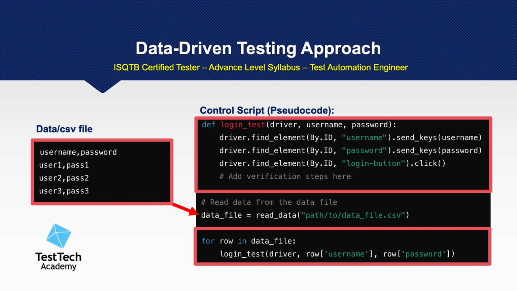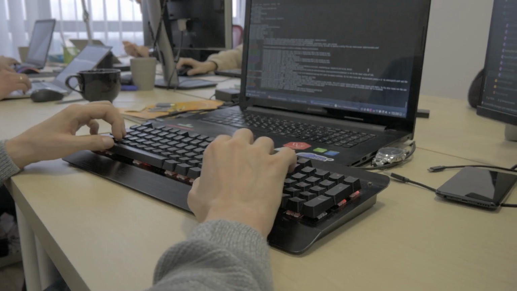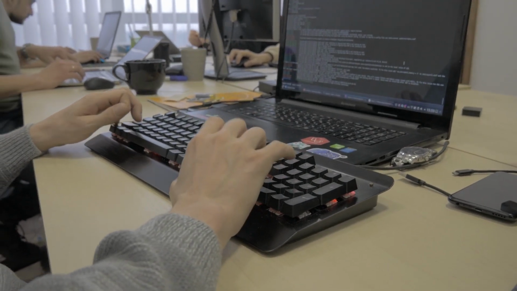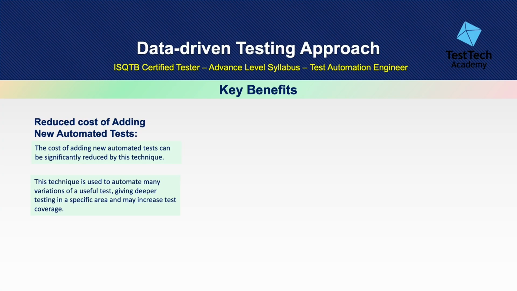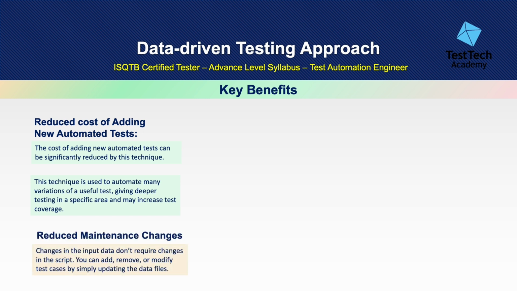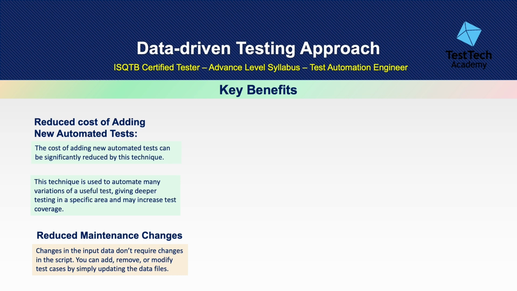Let's now discuss what are the advantages of data-driven testing approach. The first key benefit is that the cost and effort involved in adding new automated tests are significantly lowered. This is because new tests can be implemented simply by adding new data sets to existing data files. There is no need to write new scripts from scratch, which saves both time and resources. This in turn helps in reducing maintenance changes, as changes in the input data don't require changes in the scripts. You can add, remove, or modify test cases by simply updating the data files.